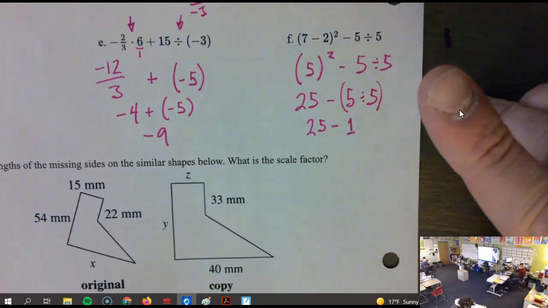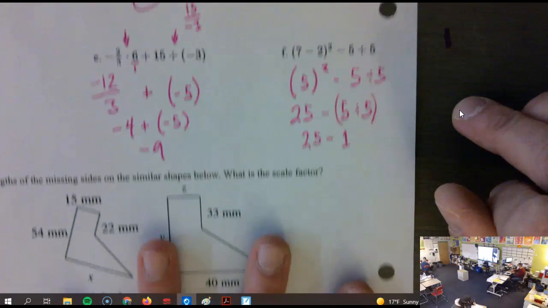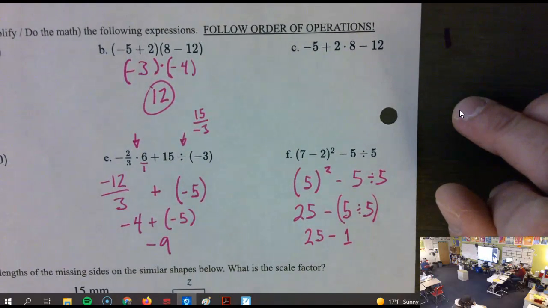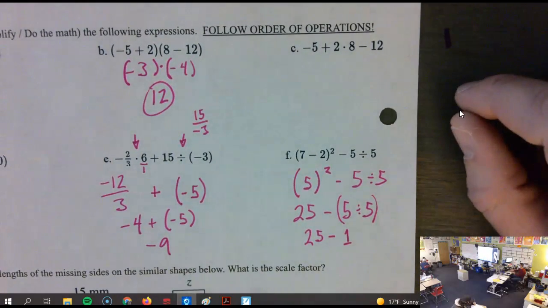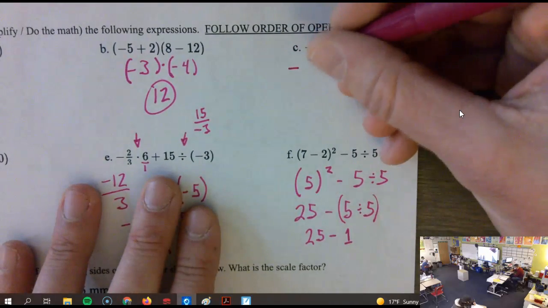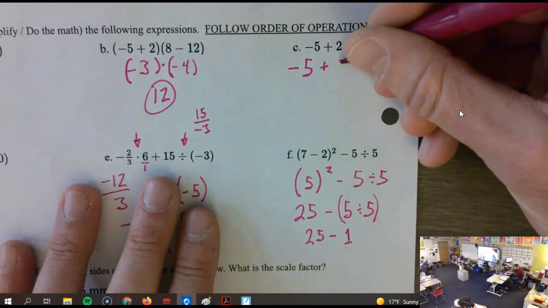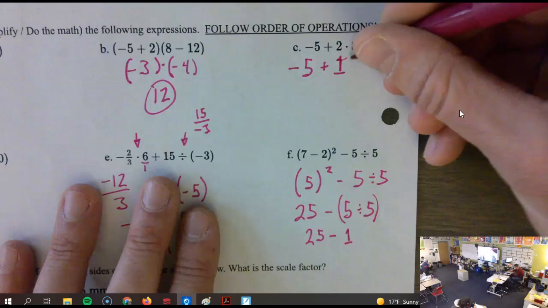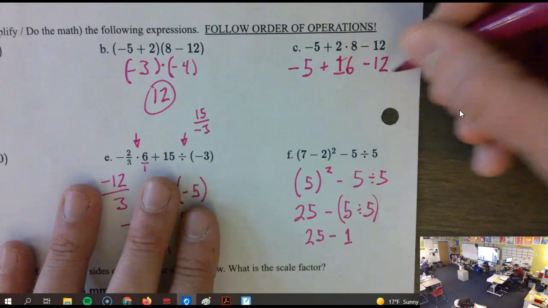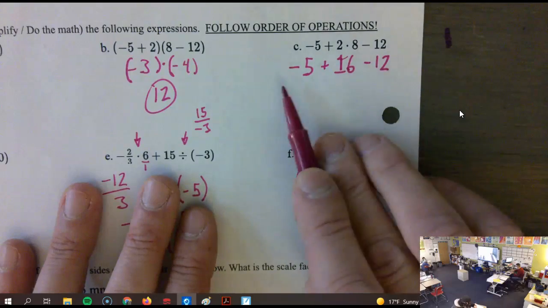Vanessa. Can I press you to tell me what your first step was? Absolutely, because here this multiplication would happen first. What is 2 times 8? Anybody? 16. Then when we're adding and subtracting, we're working left to right.